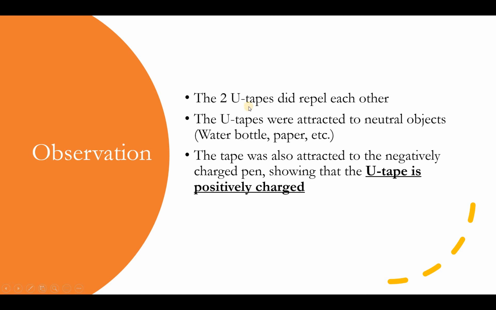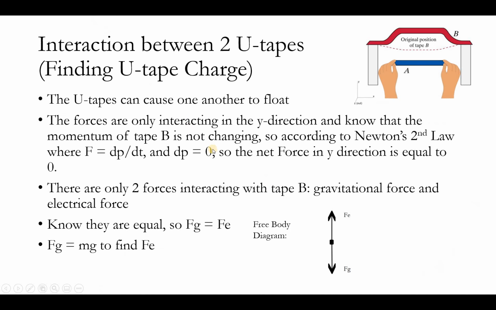From my observation, I did notice the two tapes repel each other. The tapes were also attracted to neutral objects. And the tape was also attracted to my negatively charged pen, showing that the tape was positively charged. Then we're going to interact the two tapes together to find the charge of a tape.